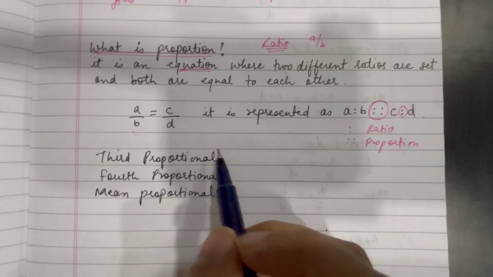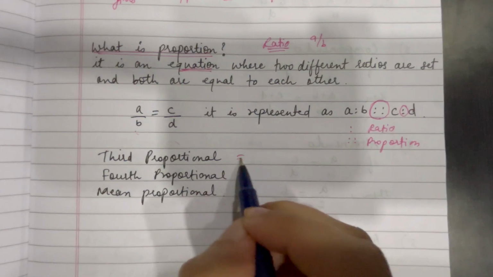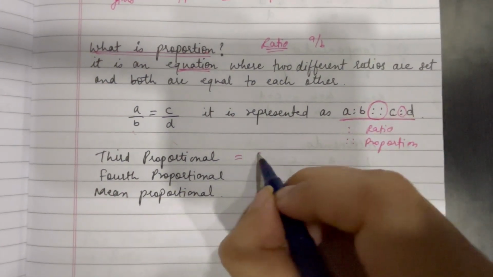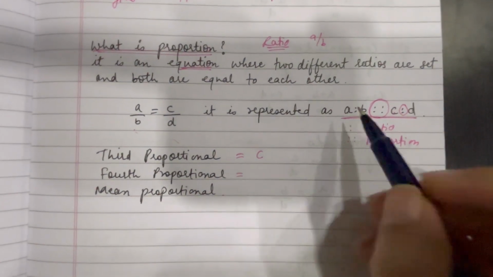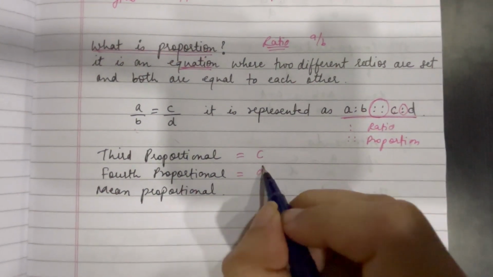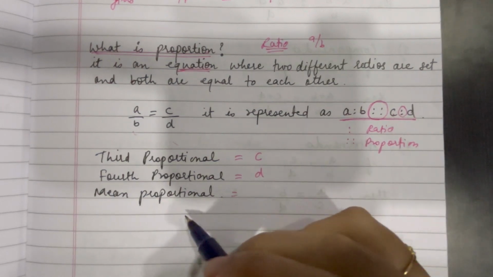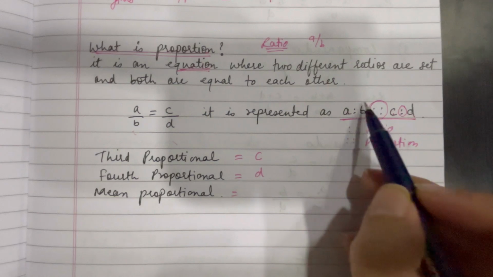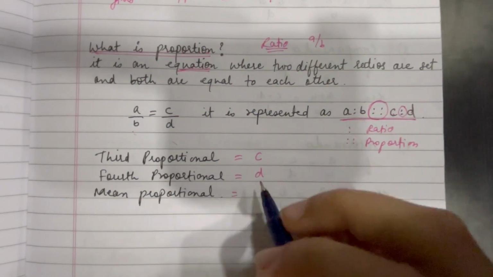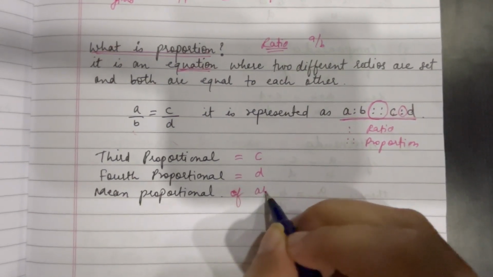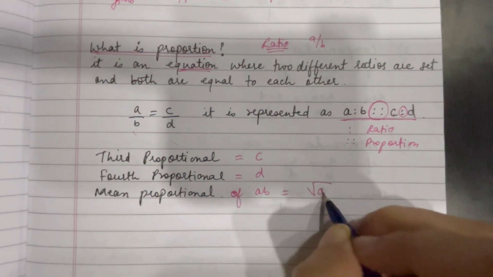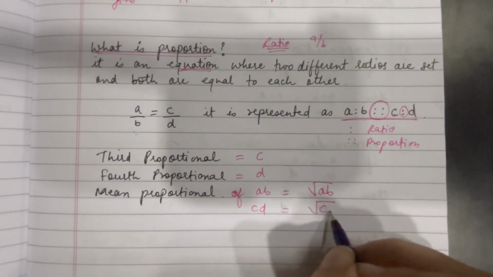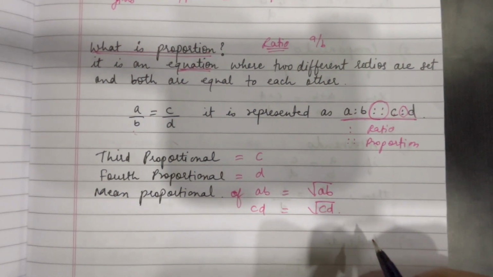Now let us understand these few things. What is the third proportional? In this full equation, 1 2 3, C will be our third proportional. What is the fourth proportional? 1 2 3 4, D will be our fourth proportional. Now what is the mean proportional? Whenever you are asked for the mean proportional, it is of two of A, B, C or D. Suppose we are asked the mean proportional of A and B, it will be the square root of A into B. If we are asked for C and D, it will be the square root of C into D. I hope this much is clear.